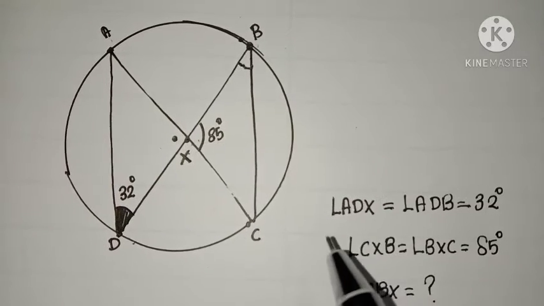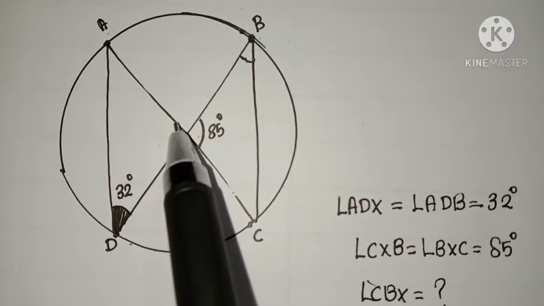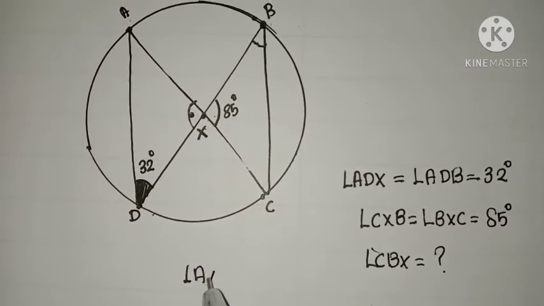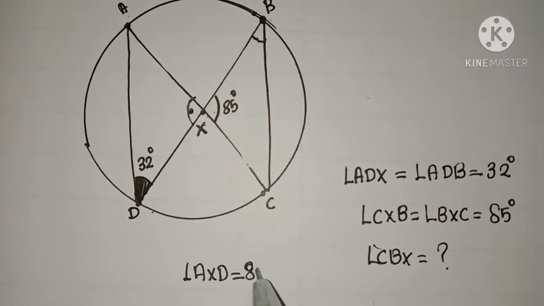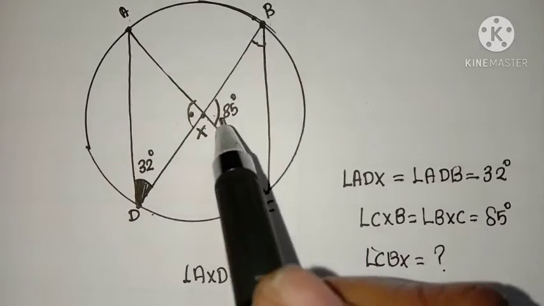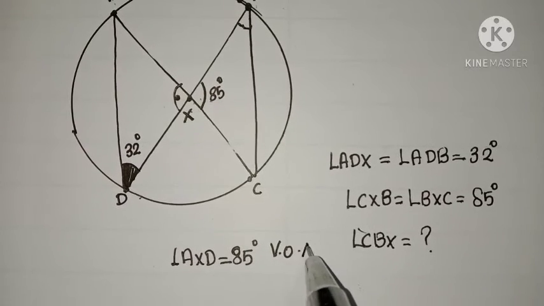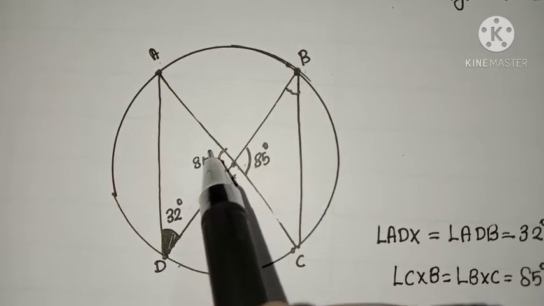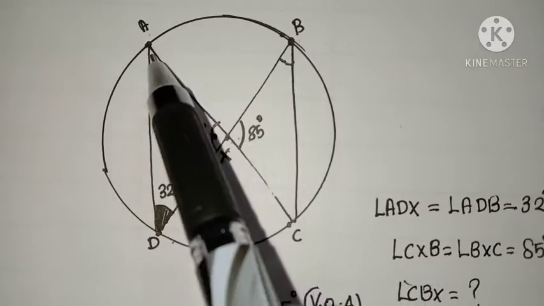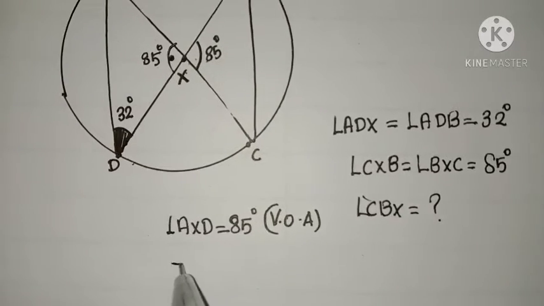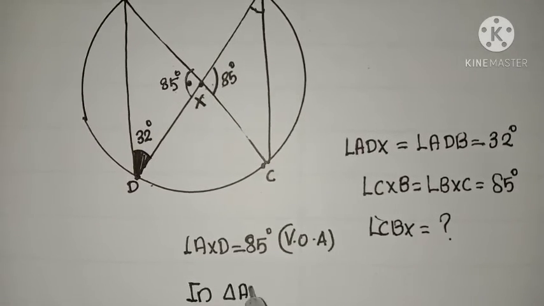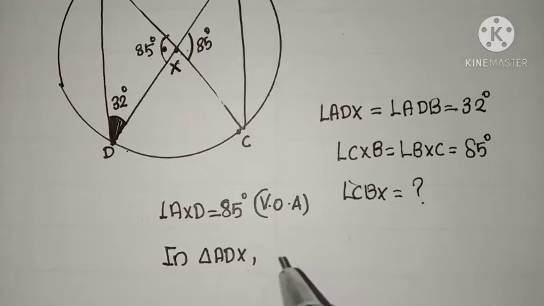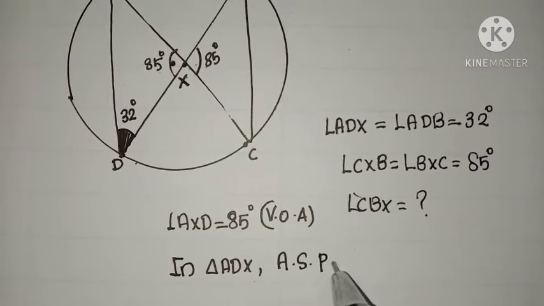Now listen, in this figure, what about this angle, angle AXD? What is angle AXD? Angle AXD is equal to 85 degrees. What is the reason? Vertically opposite angles. Vertically opposite angles are equal and therefore this angle is equal to 85 degrees. Now listen, look at this triangle ADX. In triangle ADX, we can apply the angle sum property of a triangle.